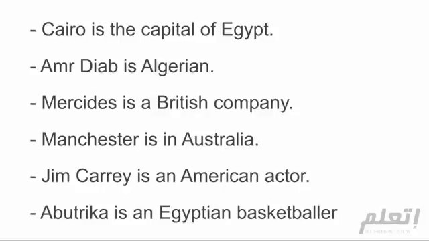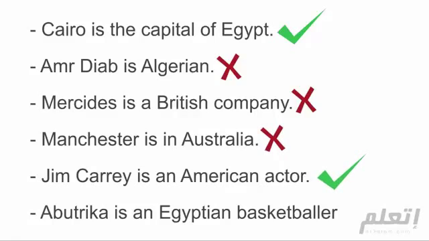Now, Cairo is the capital of Egypt. Of course, that is true. Amr Diab is Algerian. No, no, no, he's not. Amr Diab is not Algerian. He's Egyptian. Mercedes is a British company. No, no, no. Mercedes is a German company. Manchester is in Australia. Of course not. Manchester is in Britain. Jim Carrey is an American actor. Well, that is true. Abu Traika is an Egyptian basketballer. No, Abu Traika is an Egyptian footballer.